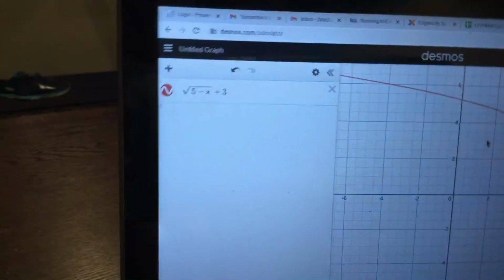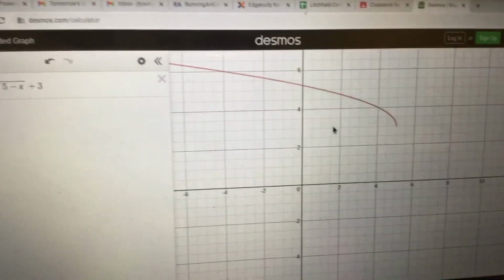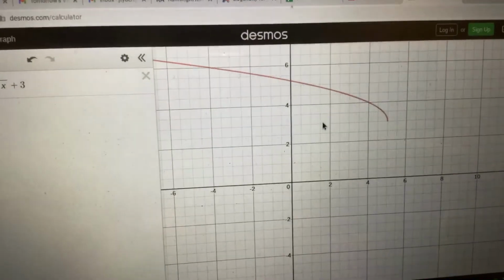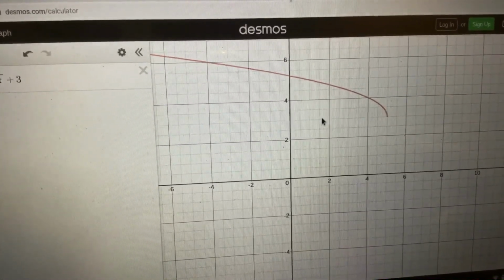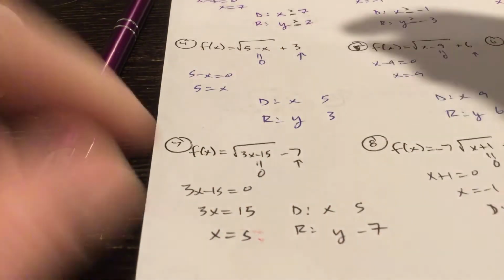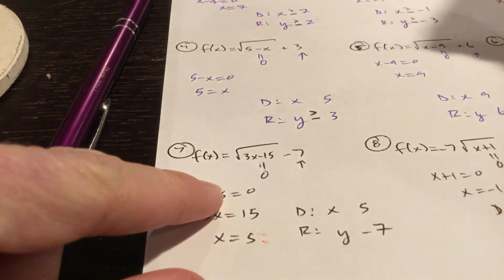I've graphed it here in red, the square root of 5 minus x, plus 3. Take a look, the graph is now going to the left. So as x gets smaller in this case, y still gets bigger. So the range is going to be y greater than or equal to 3. We'll write some rules together in class, all right?